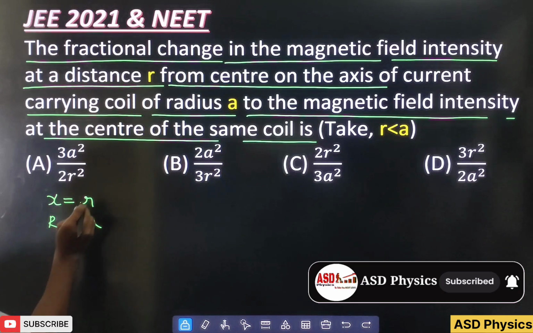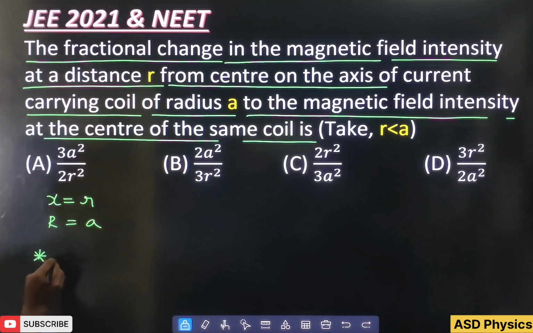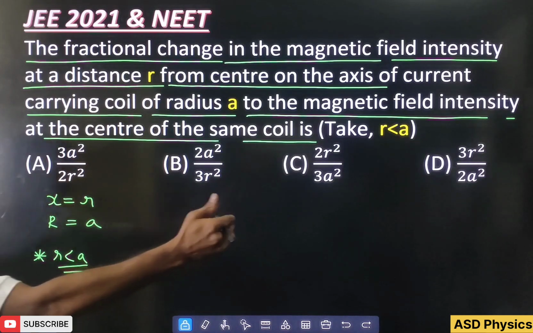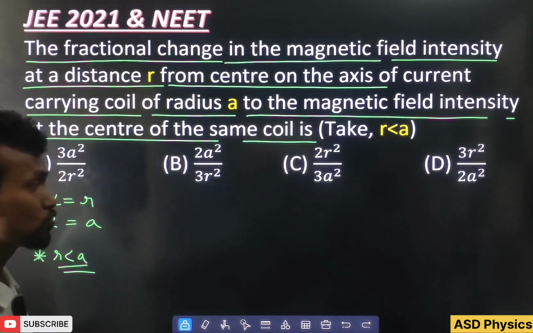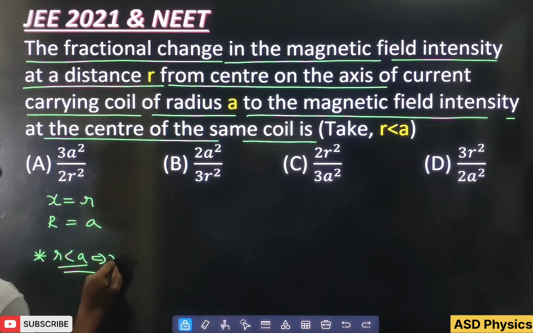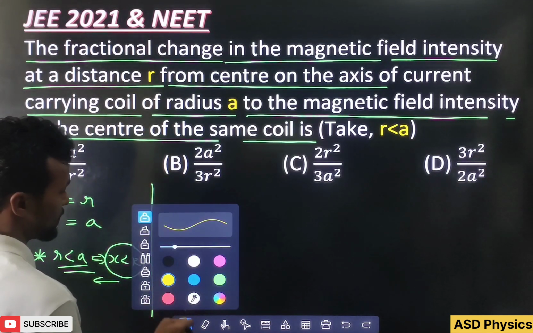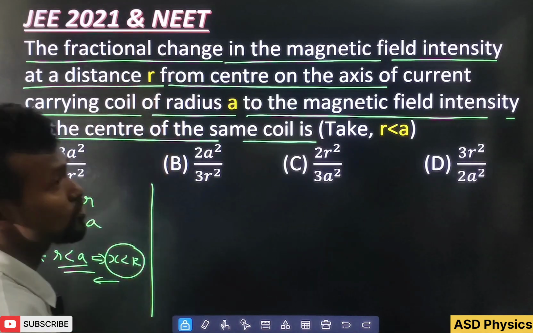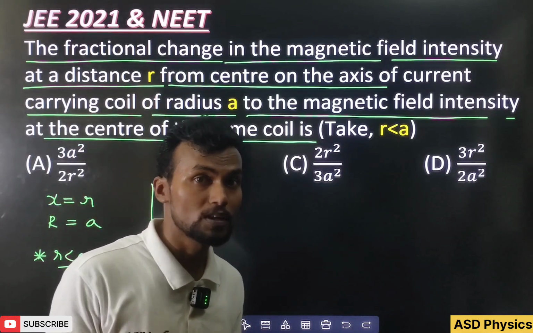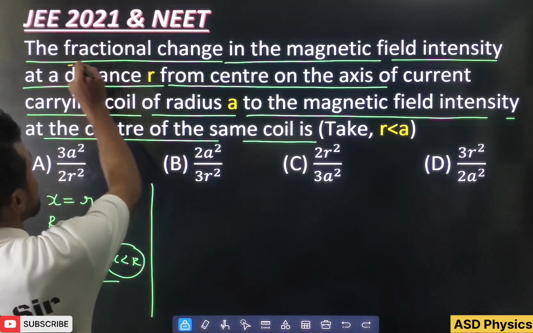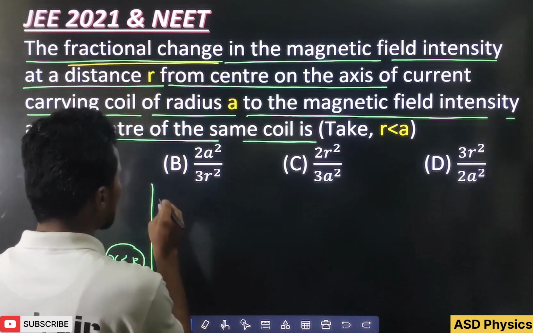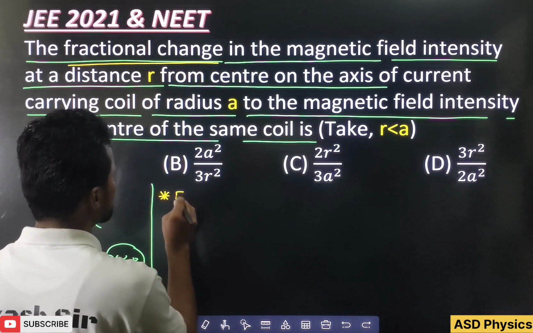One more thing is given here, students: this r is less than a. Or we can say this point P is very, very close to the center. So see what will happen here. In the question they are first talking about the axis, then about the center, and they are asking about the fractional change. Remember this fractional change.